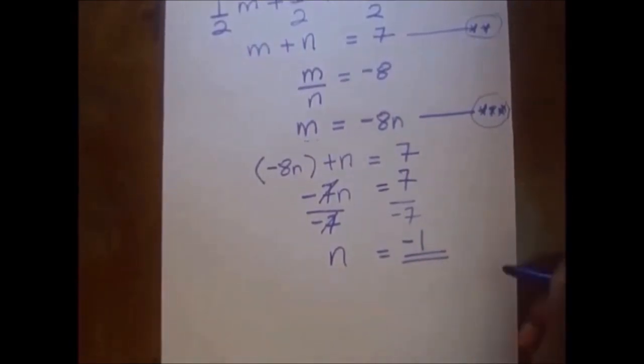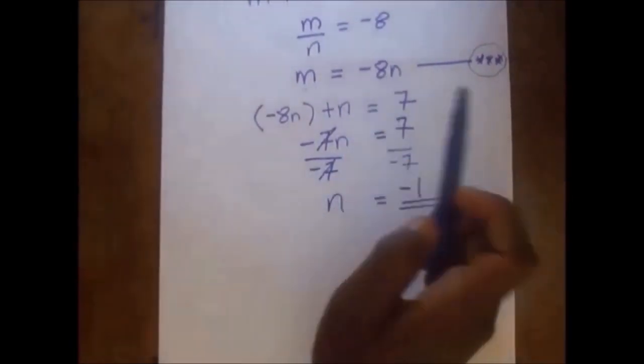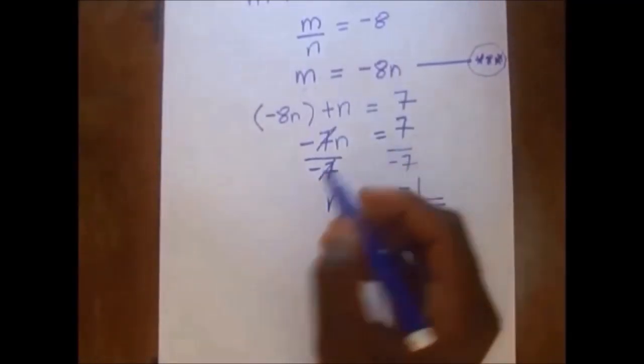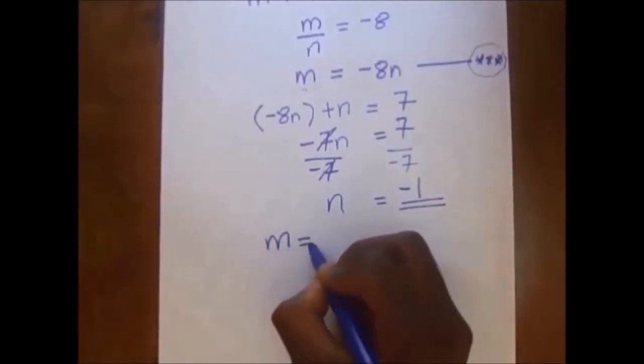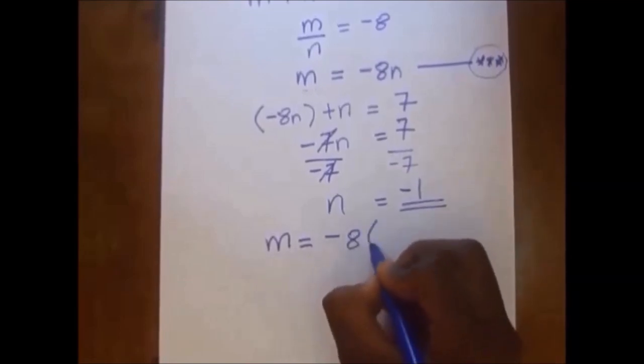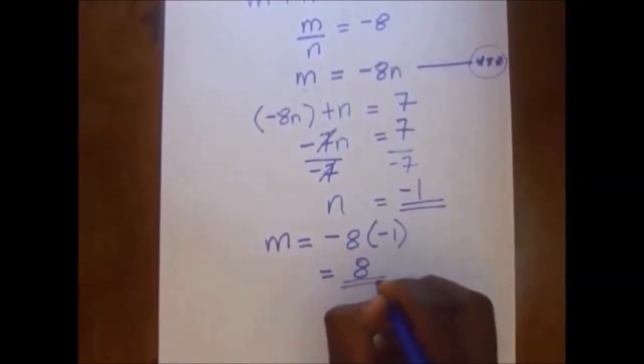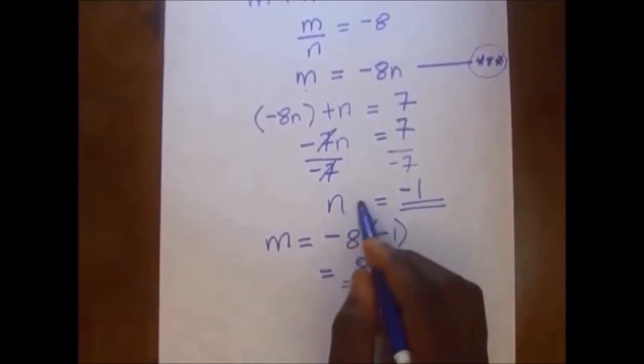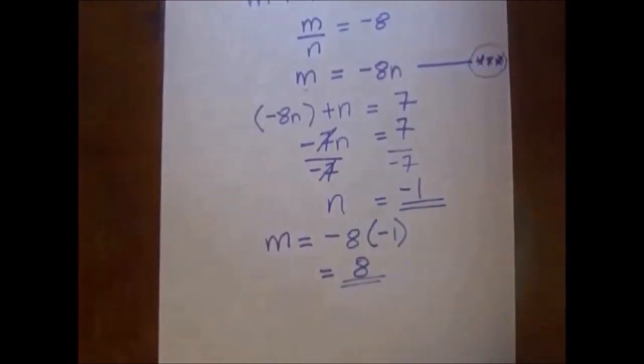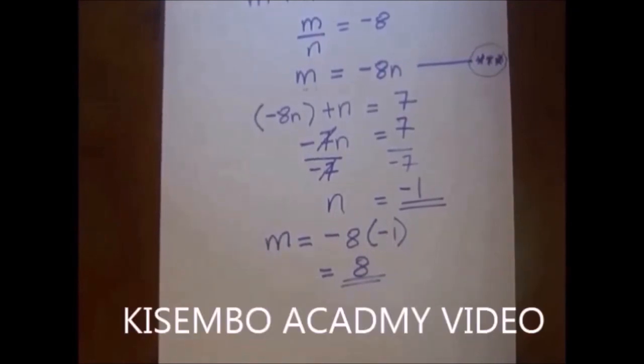So let's find our value of m. We know that value of m is negative 8n. So it's as simple as saying m is going to be equal to negative 8 times n, which is negative 1. And that is going to give us 8. So our value of m is 8. Our value of n is negative 1. But we are not interested in getting the values of m and n. We are interested in finding the values of x and y.